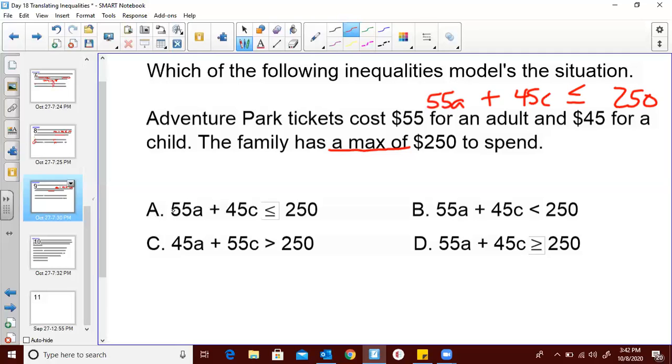And then we just match it up. Let's see, no, this doesn't have an equal to. This is greater than, so our answer is A.